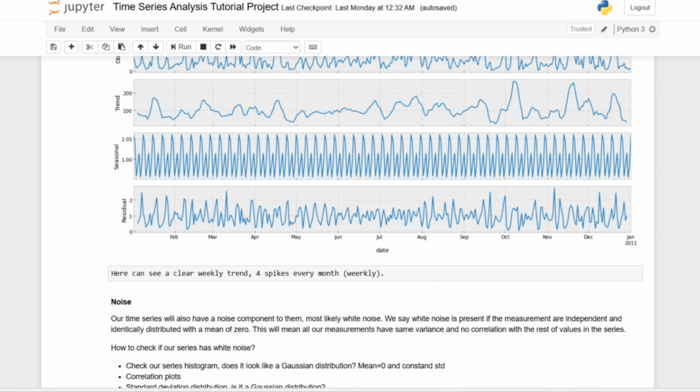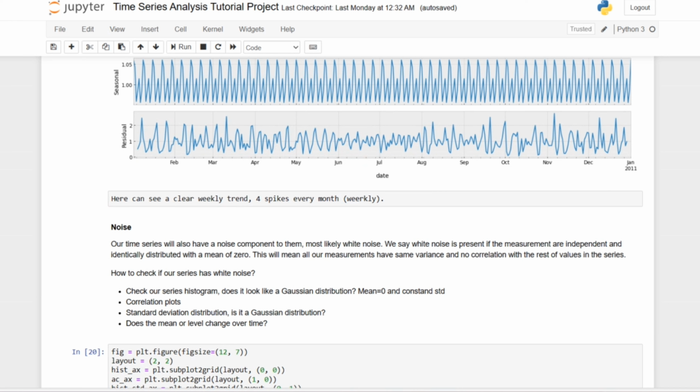Next we have to look into whether there is any noise. In order to detect noise, the first thing you need to know is that people usually take this noise to be white noise. White noise is present if the measurements are independent and identically distributed with a mean of zero. You can check for white noise by plotting a histogram of the series to see if it looks like a Gaussian distribution, and we can also plot a correlation plot and a standard deviation distribution. Is it a Gaussian distribution again? And also see how the mean and level change over time.